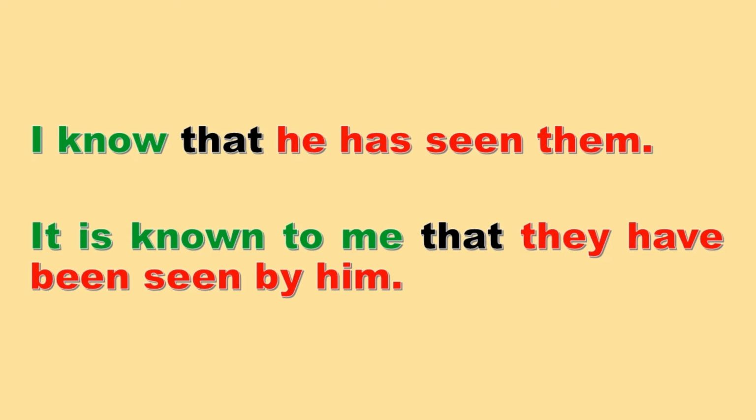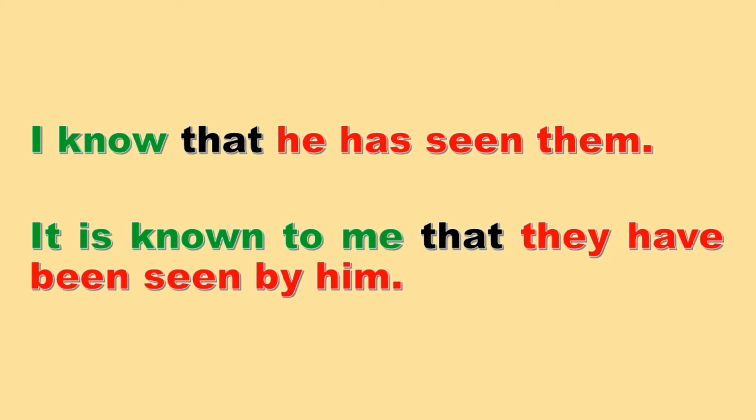Look at the sentence in the active voice. I know that he has seen them. Now students, it is very clear to us that here I know is the independent clause or the main clause, followed by that he has seen them, which is the dependent clause or the subordinate clause. Now students, we have to change both the parts here.